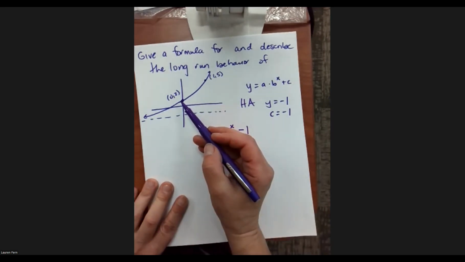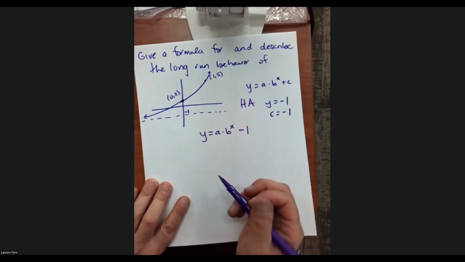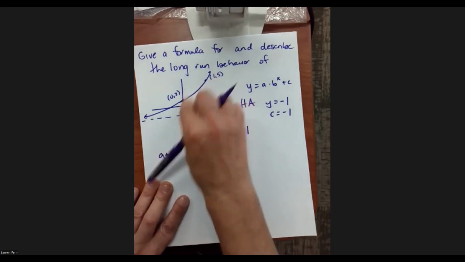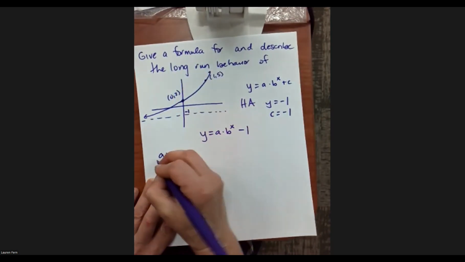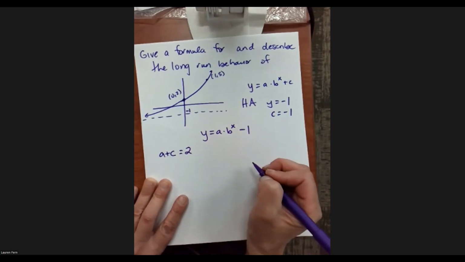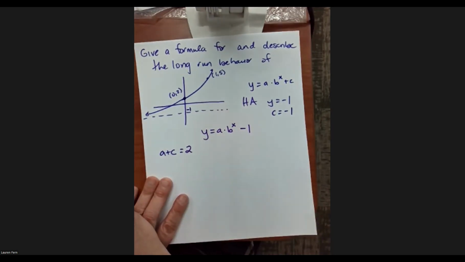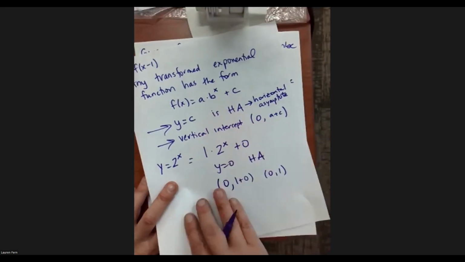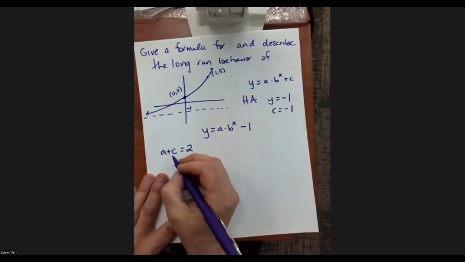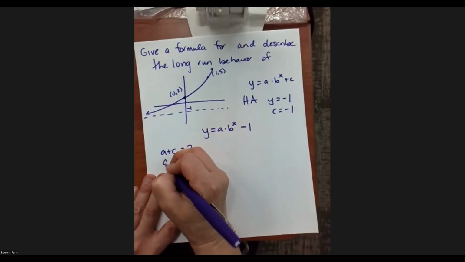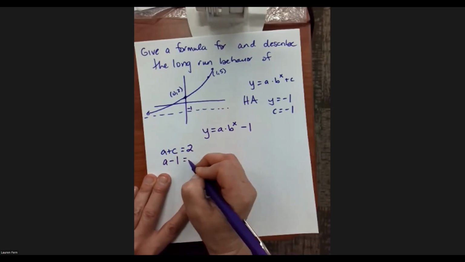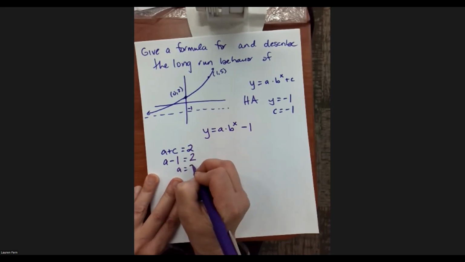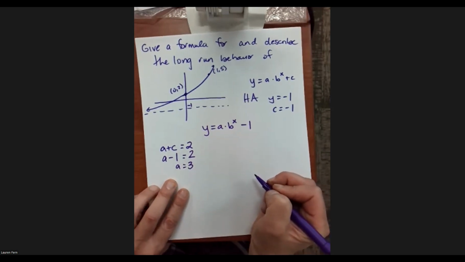Now, what is our vertical intercept? 2. And didn't we see that when we've done these shifts up and down, our vertical intercept is A plus C? Right? Vertical intercept is A plus C. Well, we know what C is. We had C is -1. So A plus -1, or A minus 1, is equal to 2. So doesn't that give us our value of A to be 3?